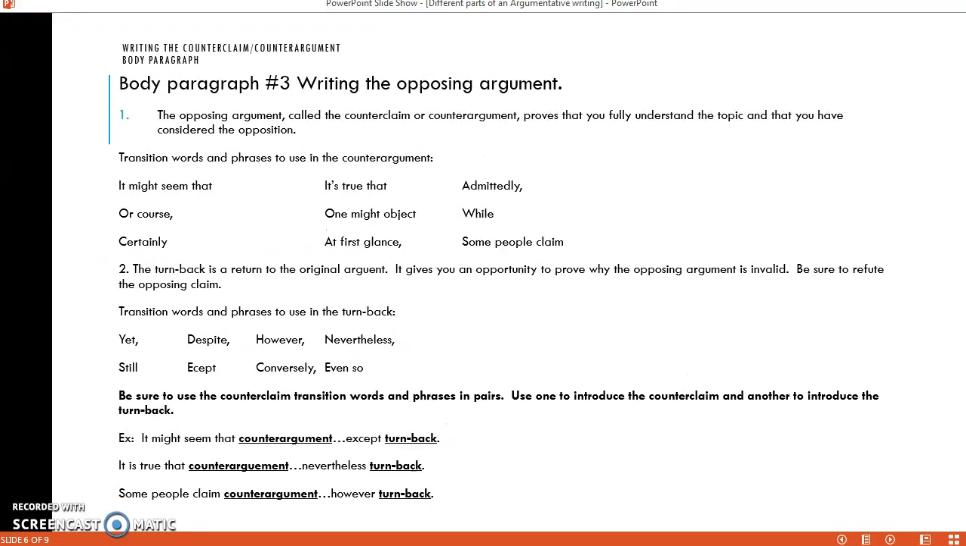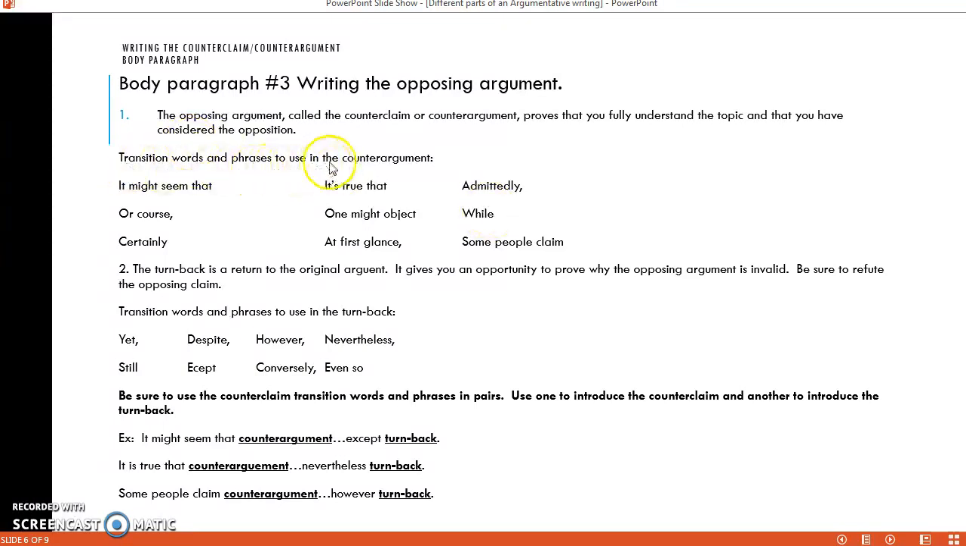All right, paragraph 3, body paragraph 3. This is when you write the opposing argument. So the first thing you need to do is the opposing argument, called the counterclaim or counterargument, proves that you fully understand the topic and that you have considered the opposition. You have to look at all sides of your argument. It's important to consider what the opposition is going to say, okay?